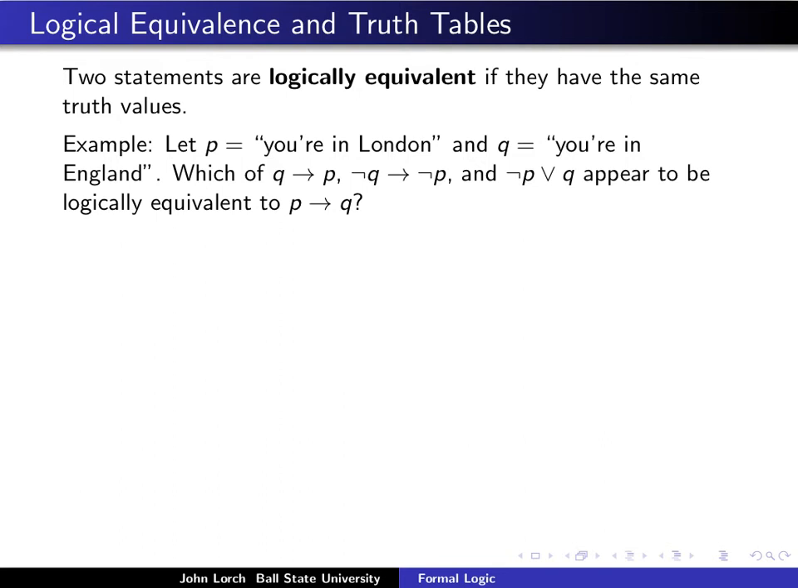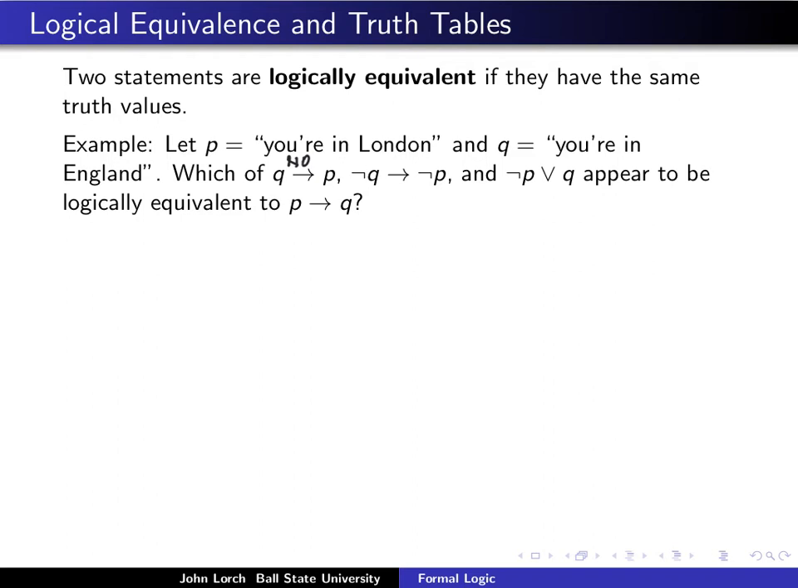So P is the statement, you're in London. Q is the statement, you're in England. And the question presents us with three statements and asks whether each of them appear to be logically equivalent to the statement, if P, then Q. So now, if P, then Q says, if you're in London, then you're in England. This first statement, if Q, then P, says, if you're in England, then you're in London. So that does not quite appear to be the same thing as if P, then Q.